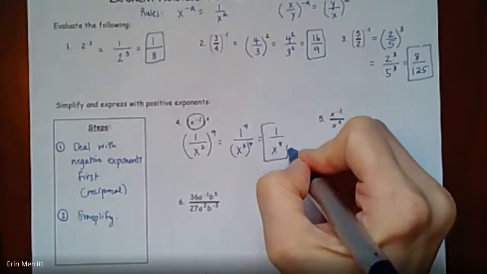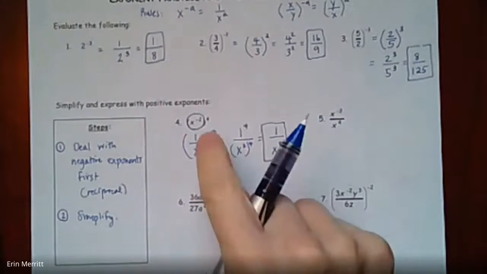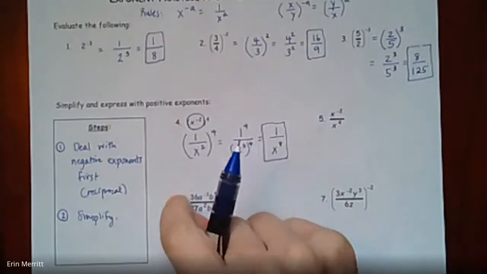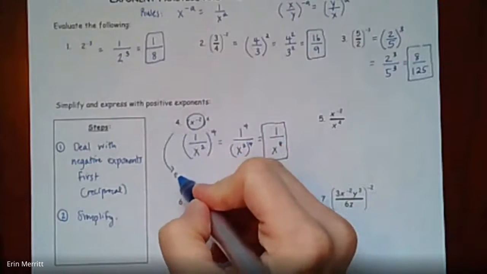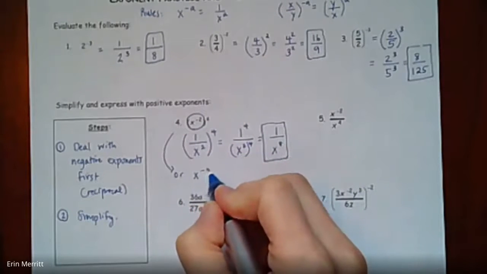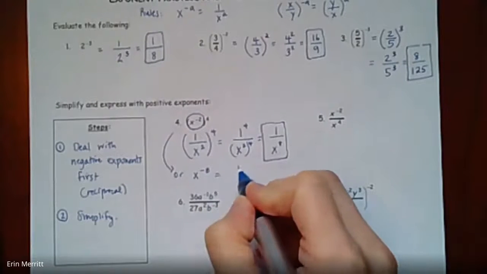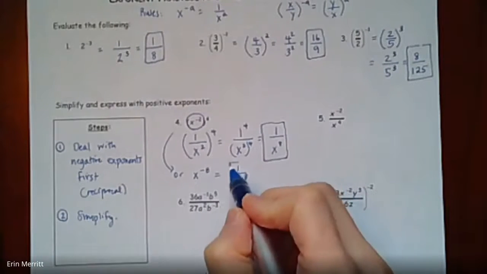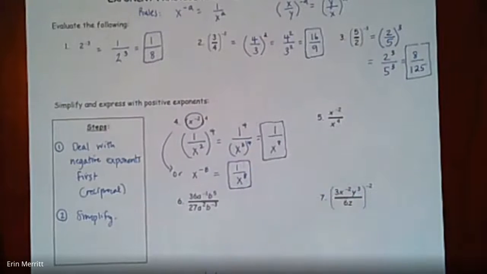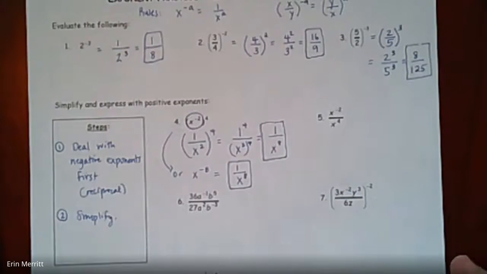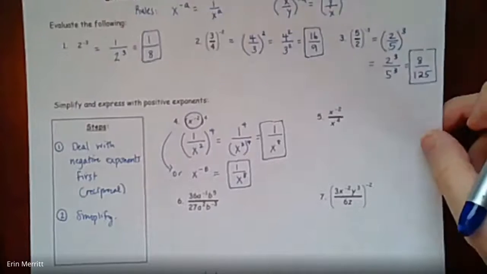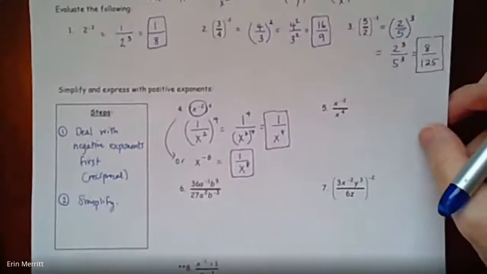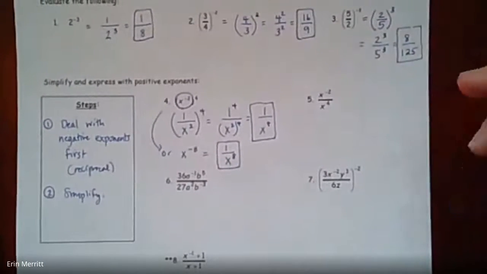For argument's sake, if you had done power raised to a power first, this would have given us x to the negative 8th power, and then you could flip it over. So whichever way makes most sense to you, you can approach it. But just know that one way or the other, you have to deal with that reciprocal to get that negative exponent out of there.